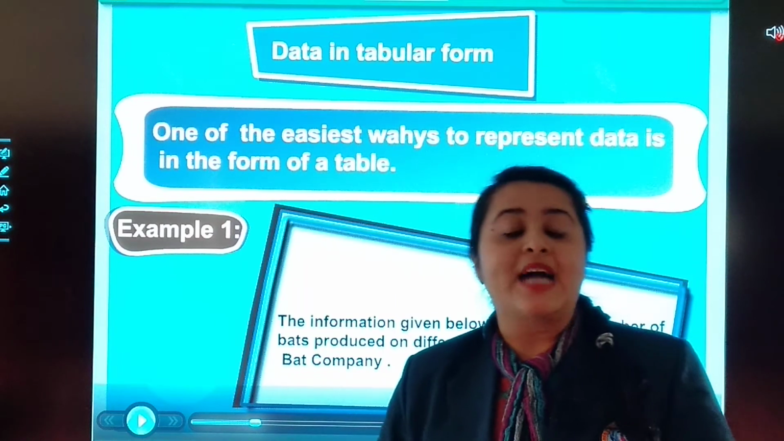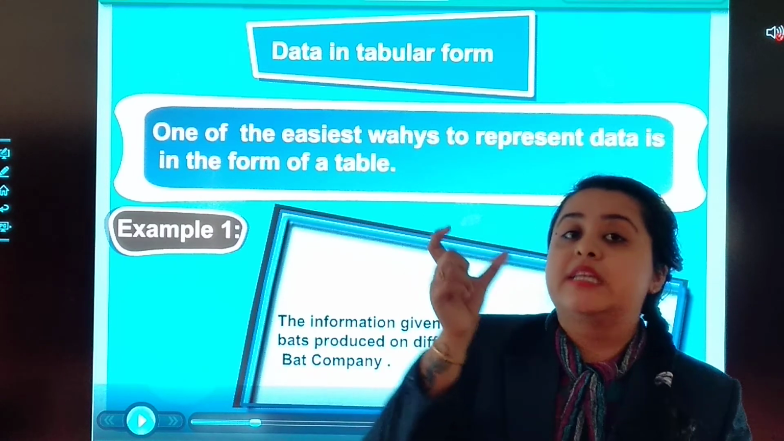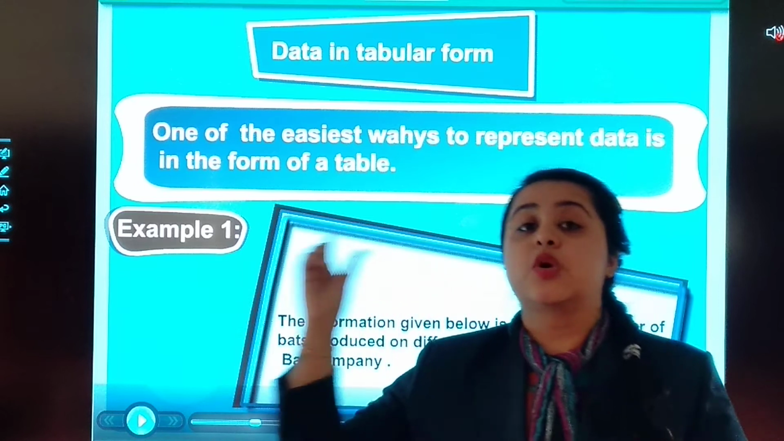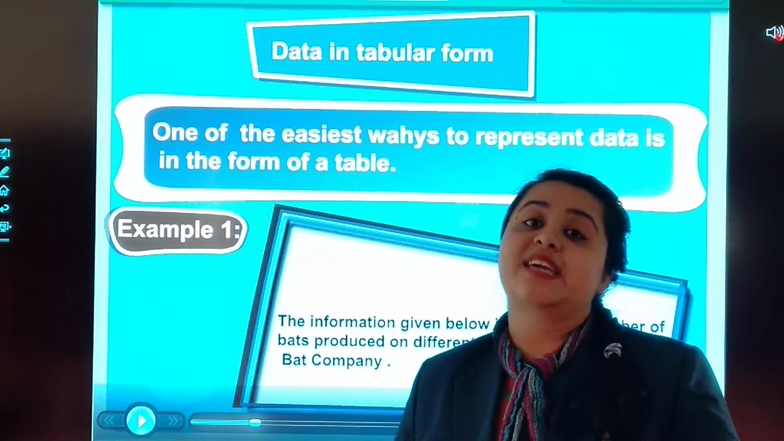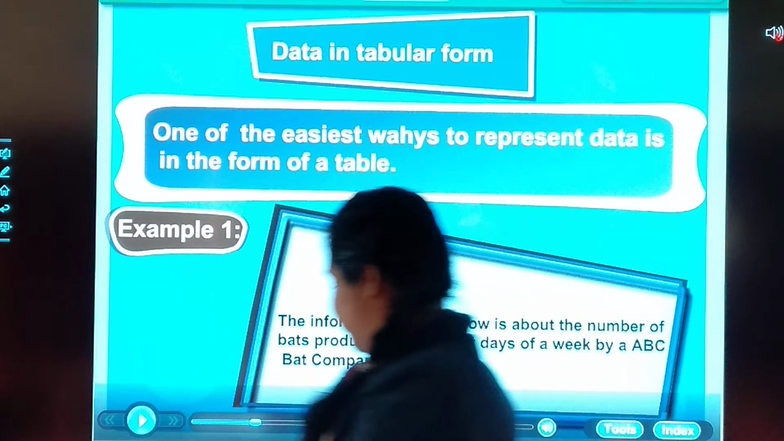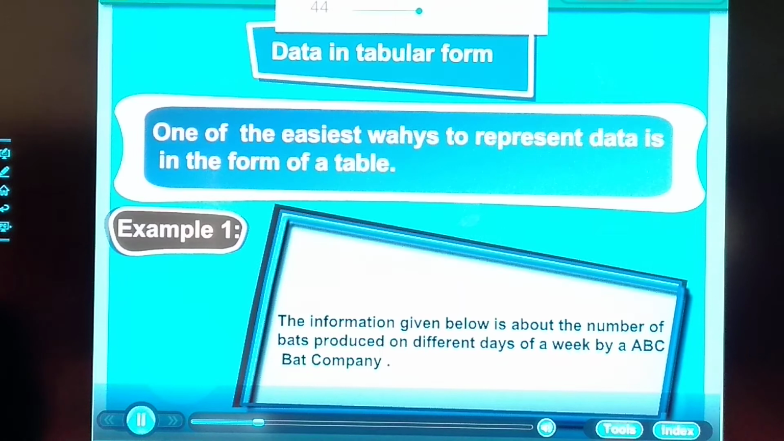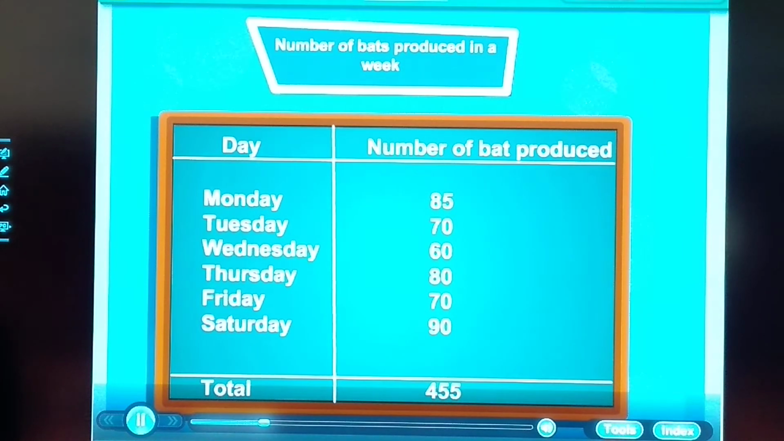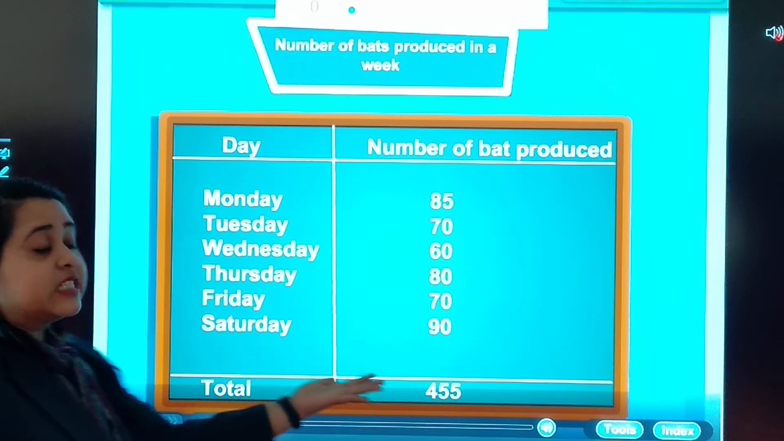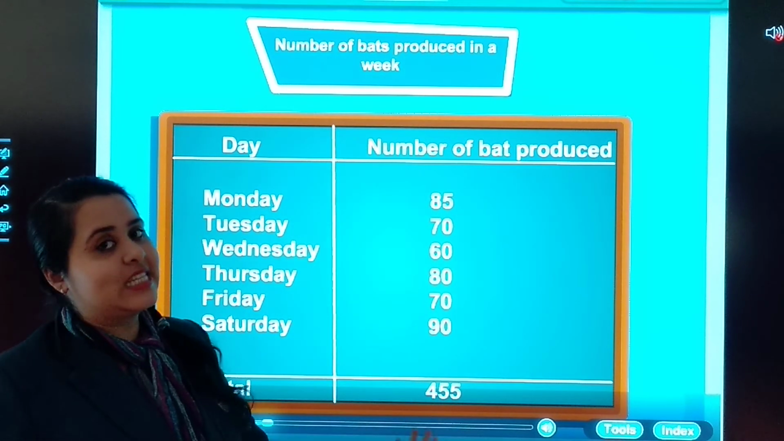There is a company which manufactures bats, so they keep a record. For example, on Monday I manufactured this many, Tuesday this much, Wednesday that, Thursday, Friday and Saturday. The company keeps the record in a tabular form. Number of bats produced in a week. Day, number of bats produced. Total 455. So students, this is the tabular format in which that ABC company presents the data.